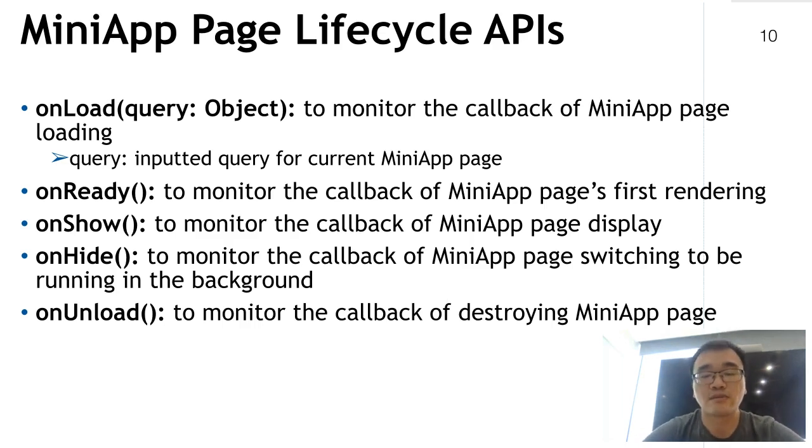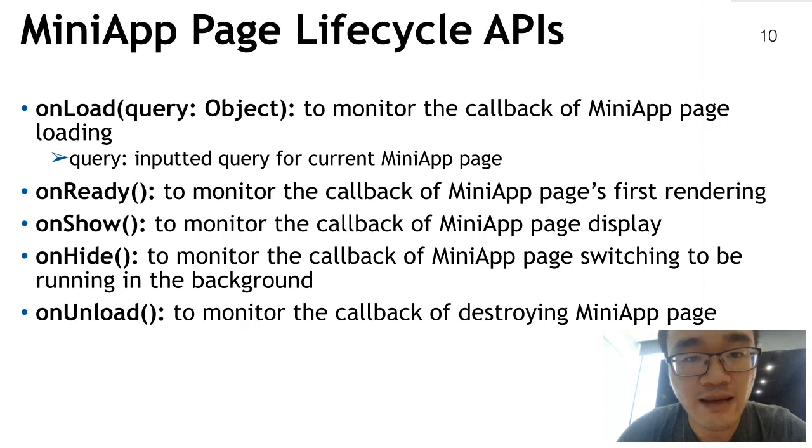So, based on the MiniApp page lifecycle states in slide 10, here is a list of the MiniApp page lifecycle APIs. First, it has the onLoad API to monitor the callback of the MiniApp page loading, and it contains a query parameter to denote the inputted query for the current MiniApp page. And also it has the onReady to monitor the callback of the MiniApp page's first rendering.